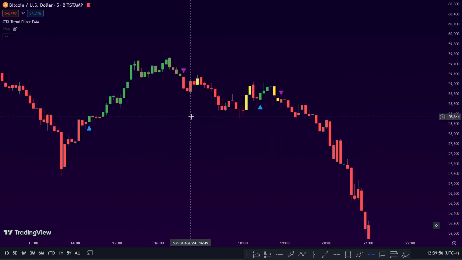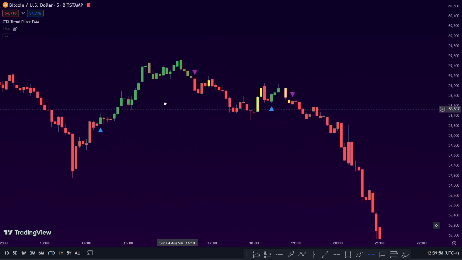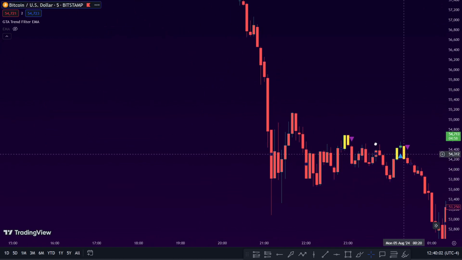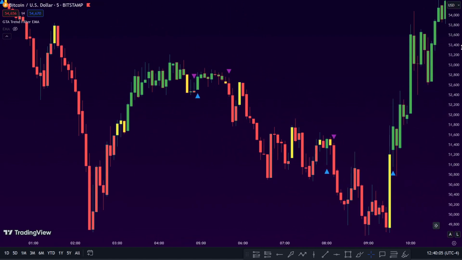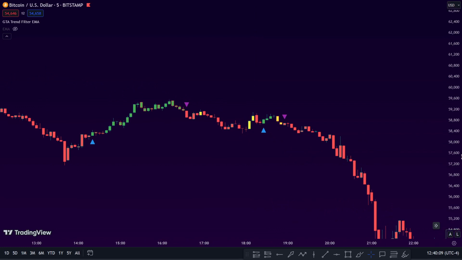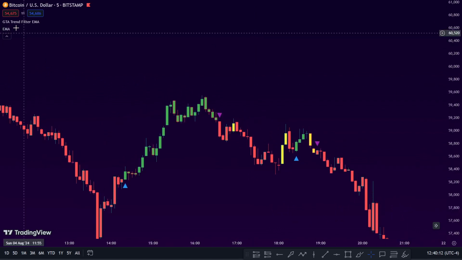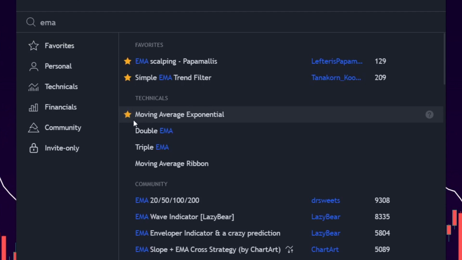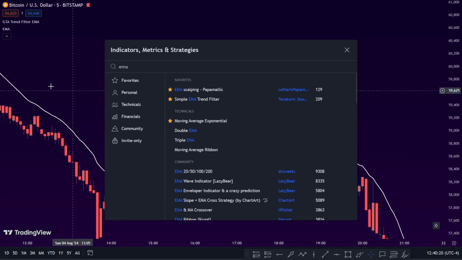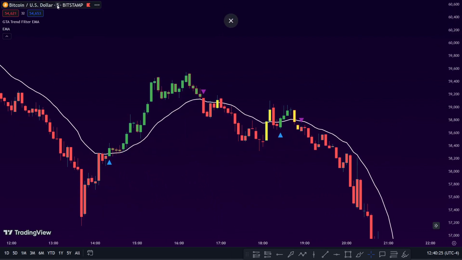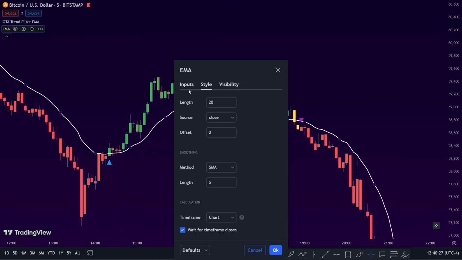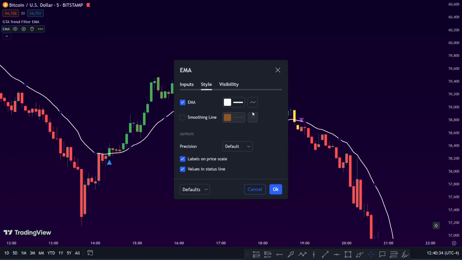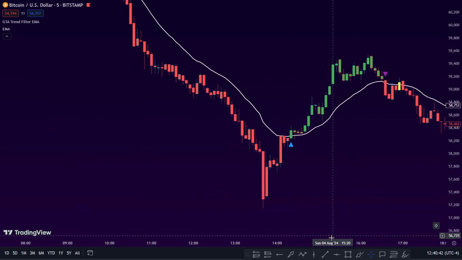As you can see here, the first indicator gives buy and sell signals, but we need a confirmation indicator to filter out some signals. We have here a trend indicator, moving average. To find this indicator, we write moving average, exponential indicator. We add it to our chart and we are on the 5-minute time frame. We use it at 20, and in the style section we make it bolder, and I prefer to use this white color.